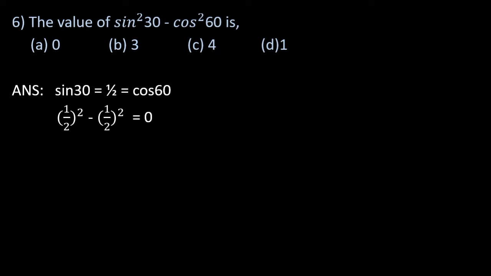That is sin square 30 and cos square 60. Because we have the same values with different signs, we can directly cancel and we will get the answer 0. Therefore option A, 0 is the correct one.